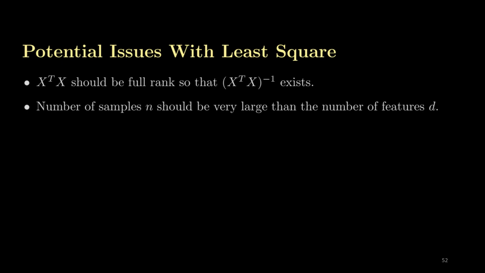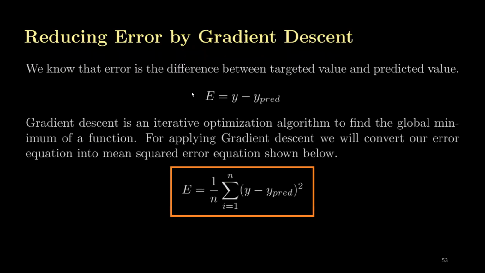of bias and weight. The other requirement for the least square method is that the number of samples n should be very large compared to the number of features D. For instance, if we have 50 samples in our data and we have 5 features, in that case n is not very large as compared to D. In that case, there might be a problem with applying the least square method. So for solving these two issues, we have another method known as gradient descent.